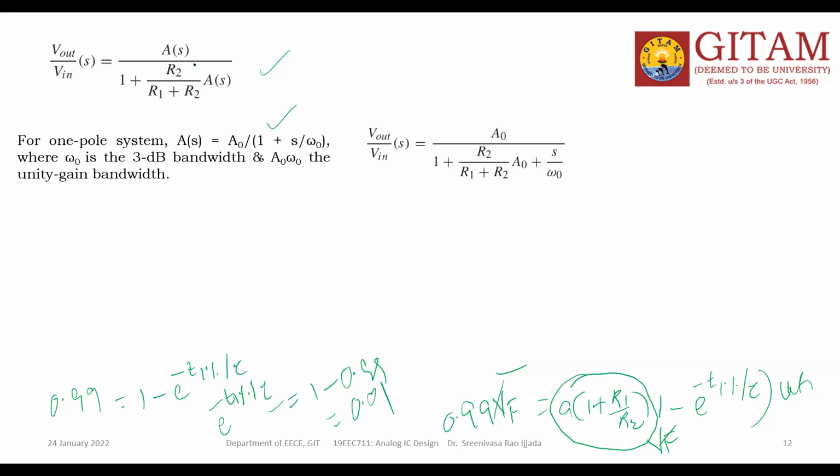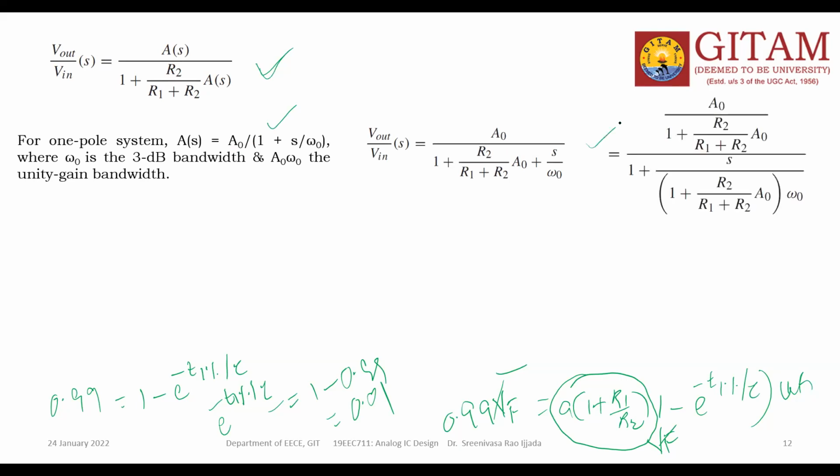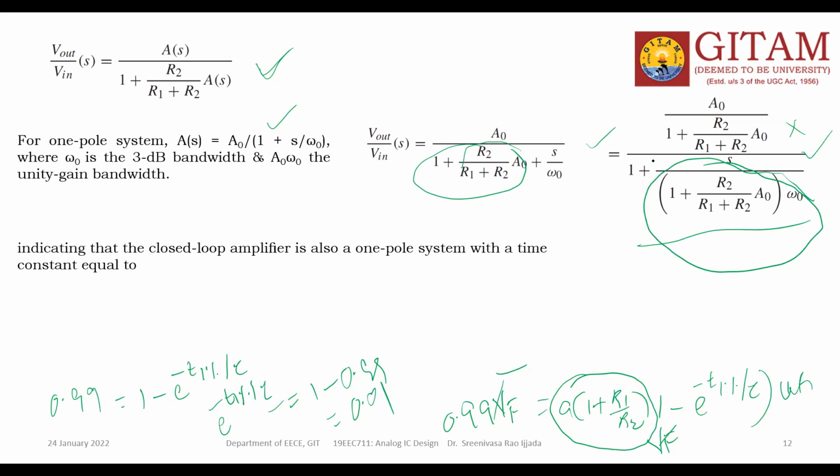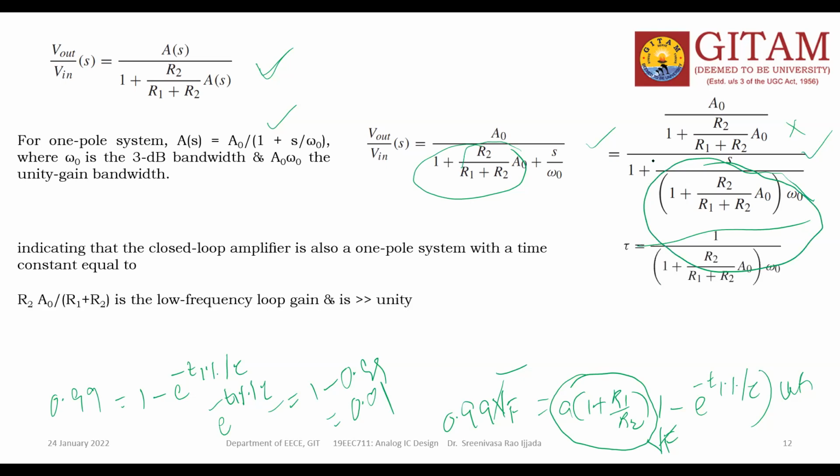After substituting the single pole system A(s) in this transfer function, you will get the closed loop transfer function like this. After dividing numerator and denominator by this term, you get this one. This is rearranging the equation to count how many poles and zeros there are. There is no zero, only one pole. This is called tau, the time constant value.